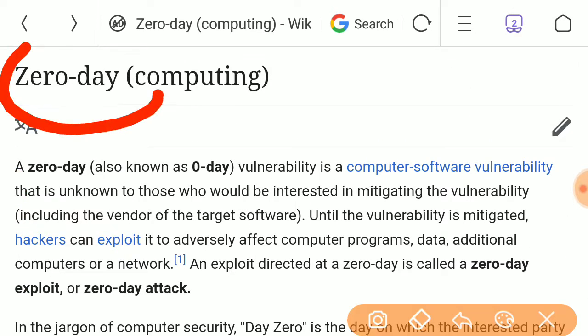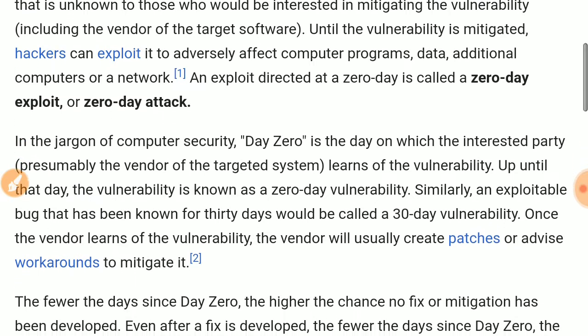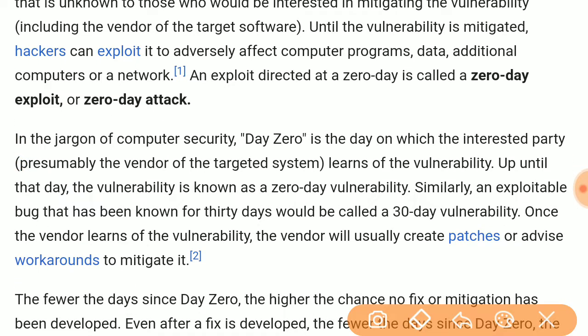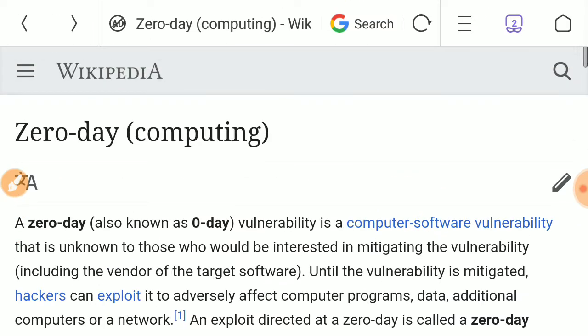Now, zero day is a type of flaw or vulnerability which is not known to the vendor of the product, but is only known to the hacker or researcher who found it first. The day the vendor learns about this vulnerability is day zero, and afterward he develops a patch to fix this vulnerability.